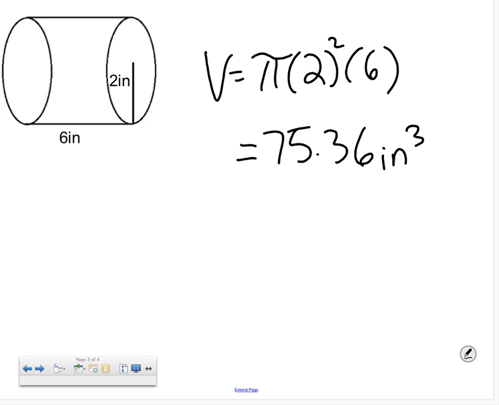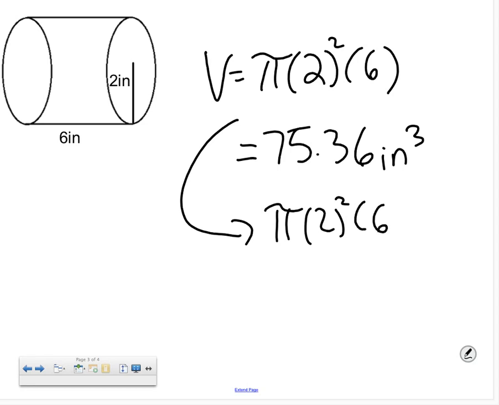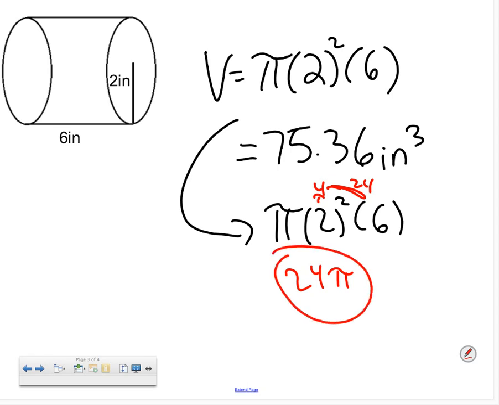Now, some people will leave your answer a little bit differently. Some people will leave it like this. They'll say, okay, pi times 2 squared times 6. Well, I know that 2 squared right here, that's 4. And I know that 6 times 4, right here, that's 24. So I'll leave my answer as 24 pi. And this is not technically incorrect. If you type that into your calculator, 24 times pi, you'll get the same answer we got.